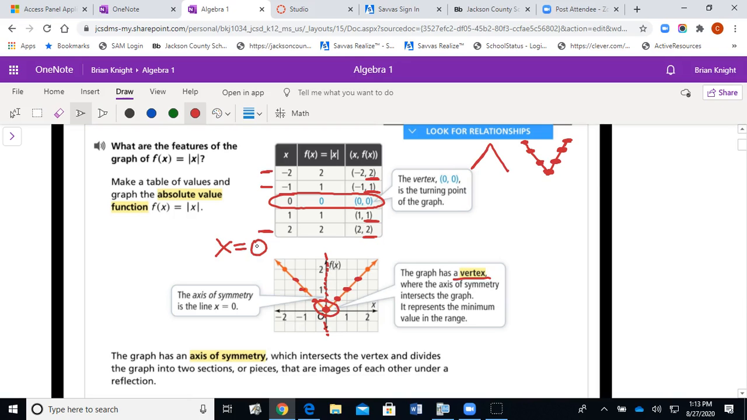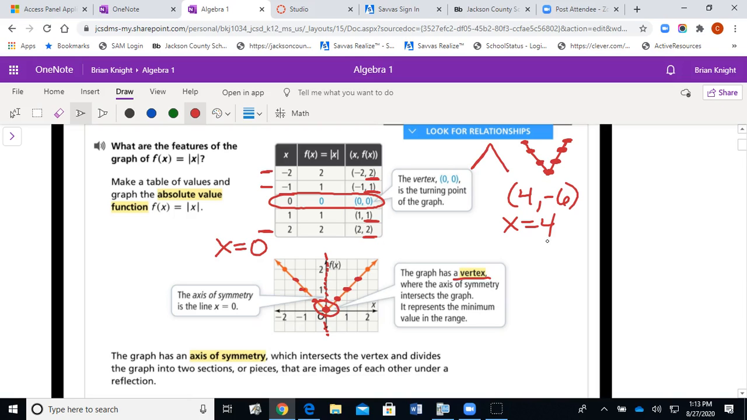The x part of your vertex is always the axis of symmetry. So if I tell you your vertex is (4, -6), what's the axis of symmetry? x equals 4. Some of you said 4. I wanted you to, because it's wrong. I wanted you to hear why it's wrong.